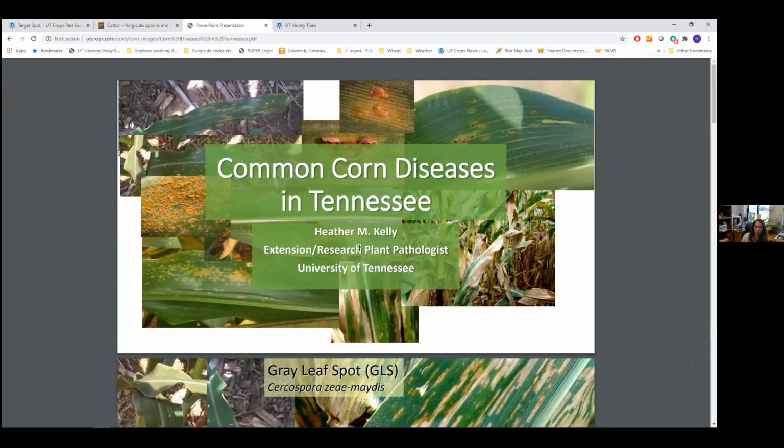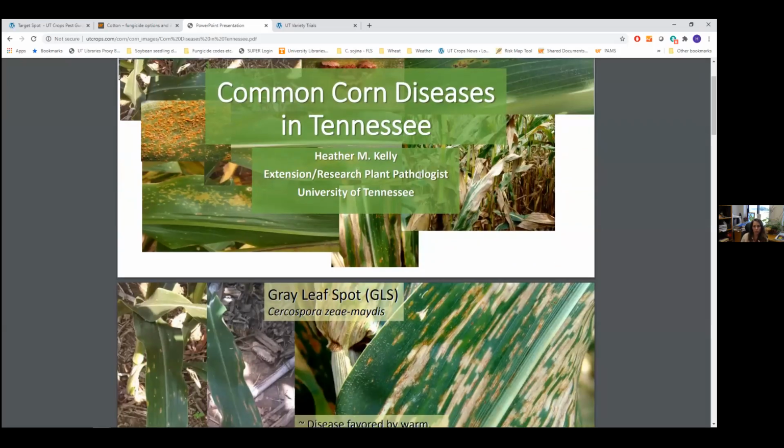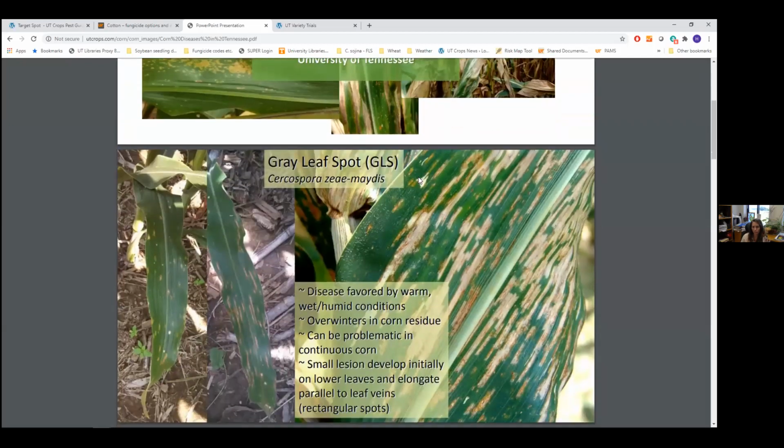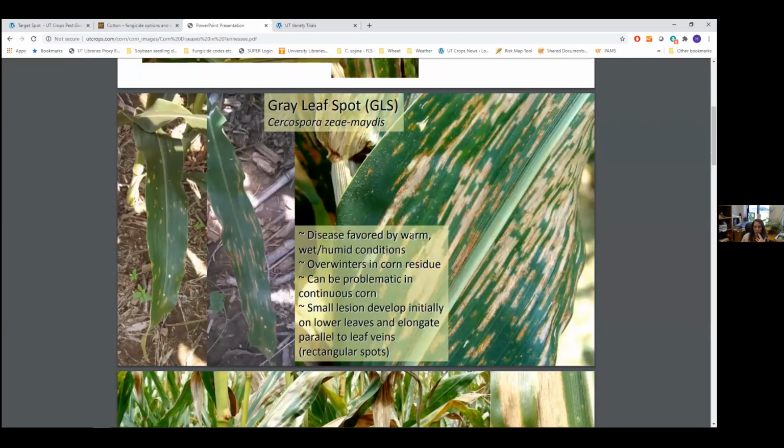And so again, this will be in the same format as we saw for cotton and as I'll go over with soybean. But again, if someone likes to see it in a different format, they can always do this, print it out as a PDF, or just view it on a computer. So some of the common corn diseases we see in Tennessee, one in particular, year in, year out, on corn after corn, continuous corn, no-till acreage, is gray leaf spot.